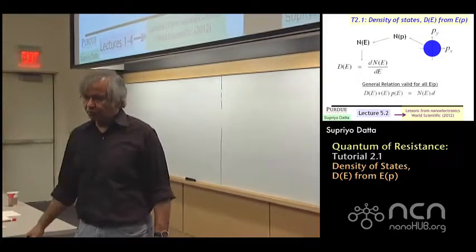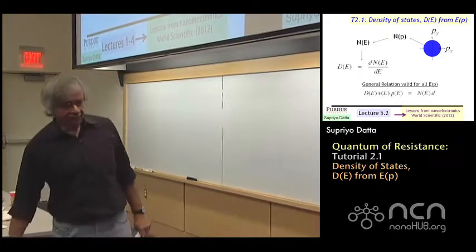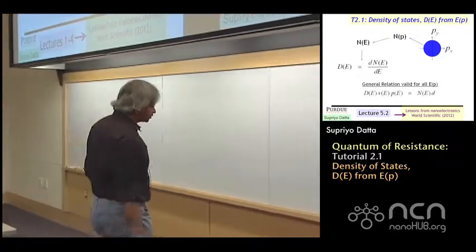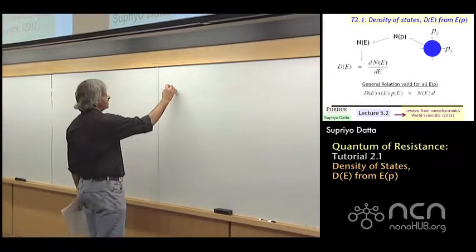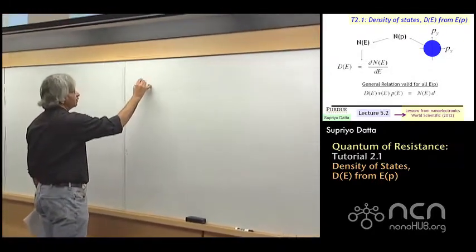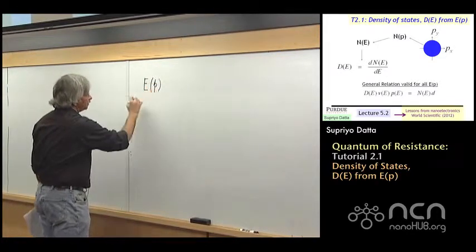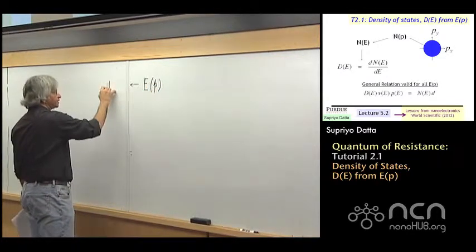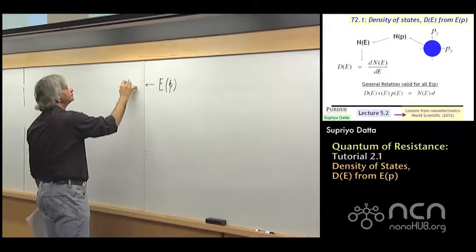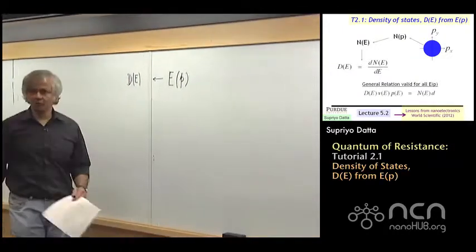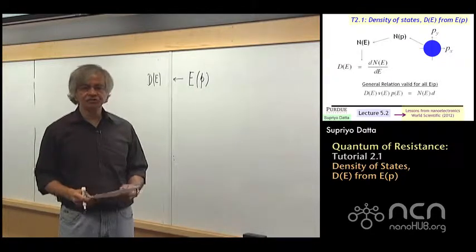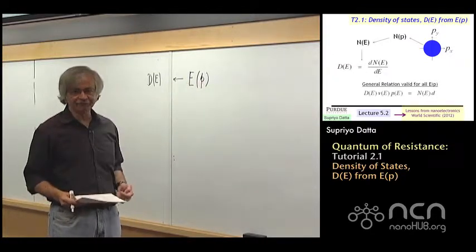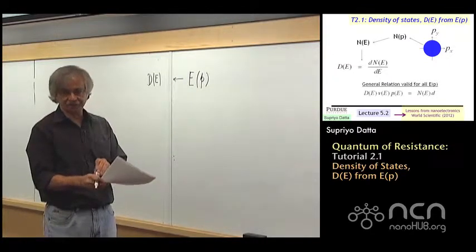Welcome to tutorial 2.1, and as you know, in the lectures we had talked about how you can translate a given energy momentum relation into a density of states. And I guess this homework is designed to give you some practice with that. What I'd asked you to do is I gave you 3 different energy momentum relations.